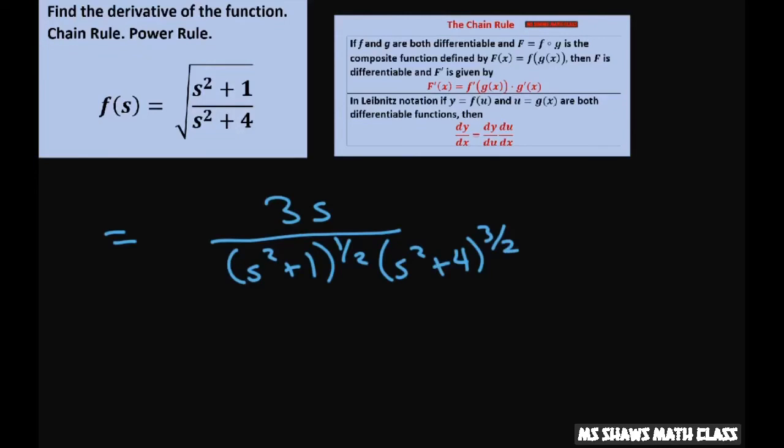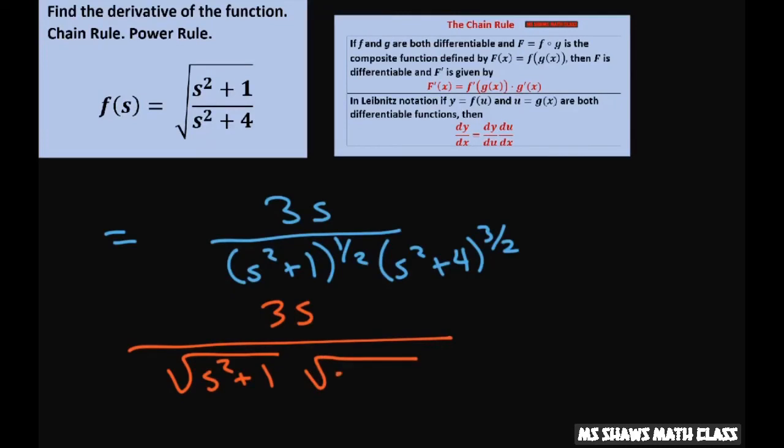Of course, if you want to use your radicals, you could do it this way, times square root of s squared plus 4 cubed. Either way, either answer is fine.